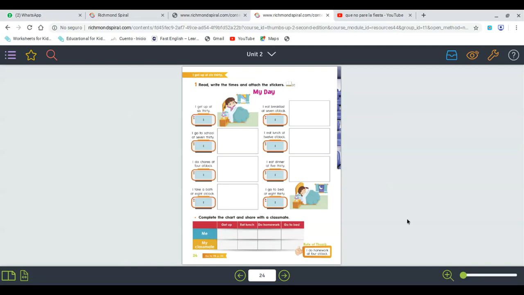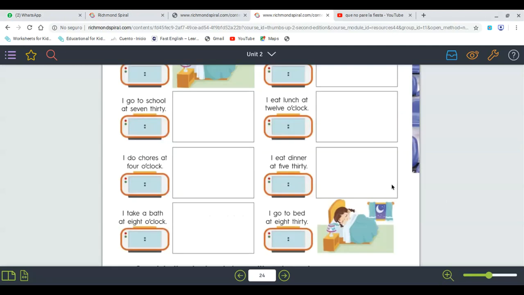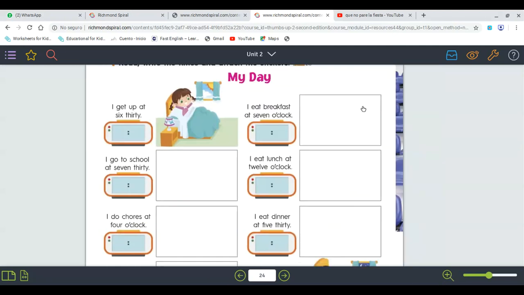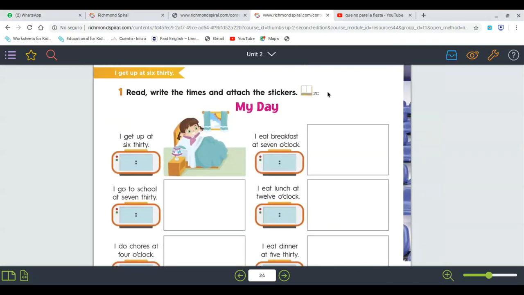Please, we are gonna move to page 24, a student book. I need everybody to watch my screen. This is very important to say that we are going to use our stickers 2C, second C. It says, read, write the times and attach the sticker.